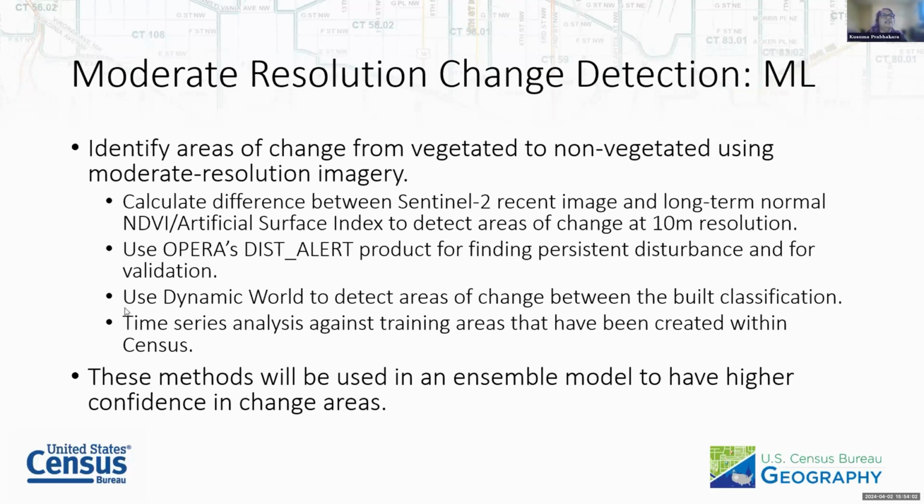We're also using Dynamic World to detect areas of change between built classifications, and then our own time series analysis against training areas that have been created within the census. And again, these models are going to be used together to have higher confidence in the change areas that we've detected.